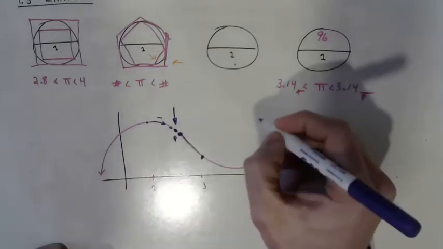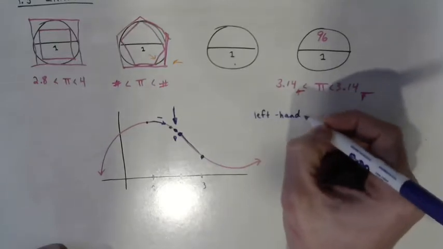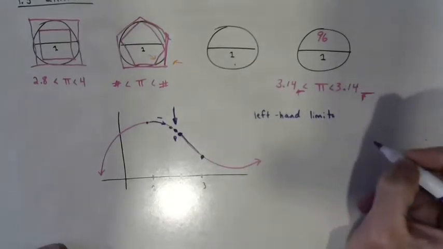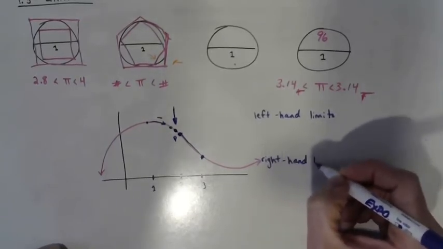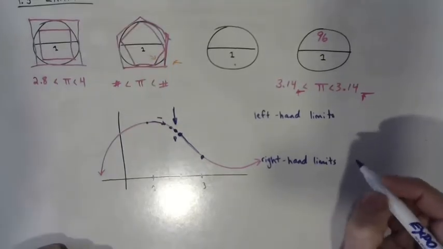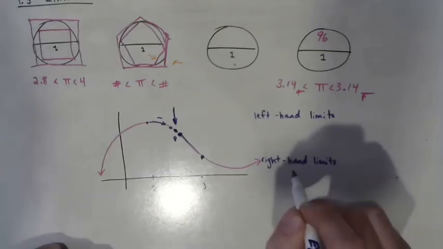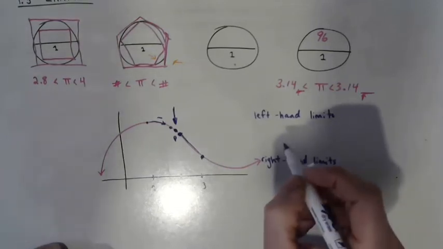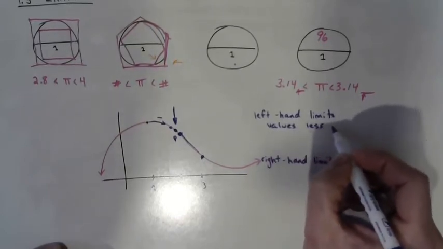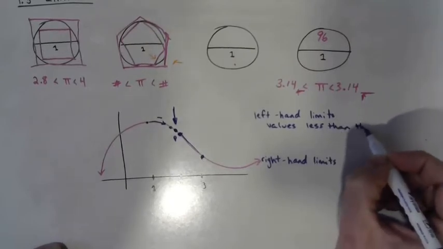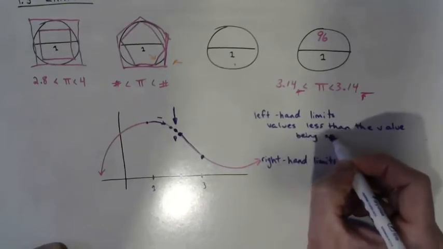This little discussion is summarized in what we call left-hand limits and right-hand limits. Now, a left-hand limit uses values that are smaller than or to the left of the value being approached. So values less than the value being approached.